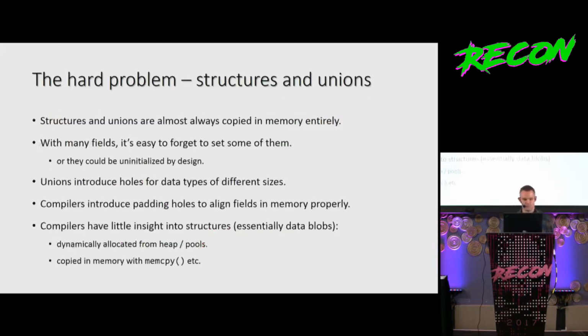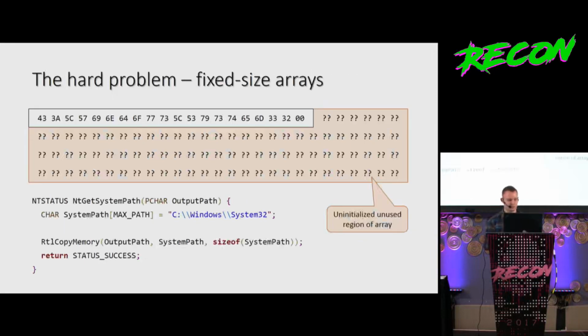copied to user mode. So yeah, this is one of the hard problems, and with many fields in structures, it's easy to forget some of them, or, as I showed before, it's not set by design. You have holes for data types of different sizes in unions. You have padding holes to align fields in structures. So yeah, it's all pretty messy, and also compilers have very little insight into structures in general.